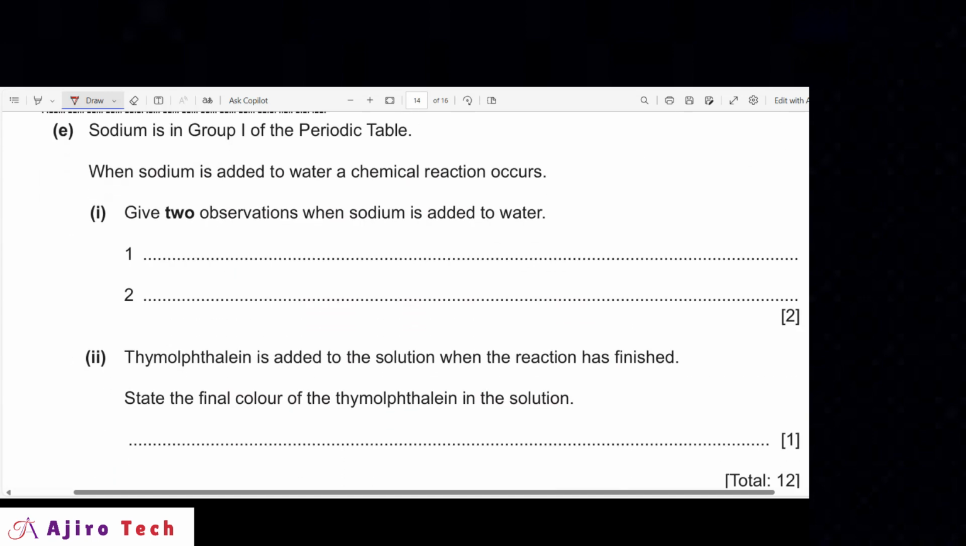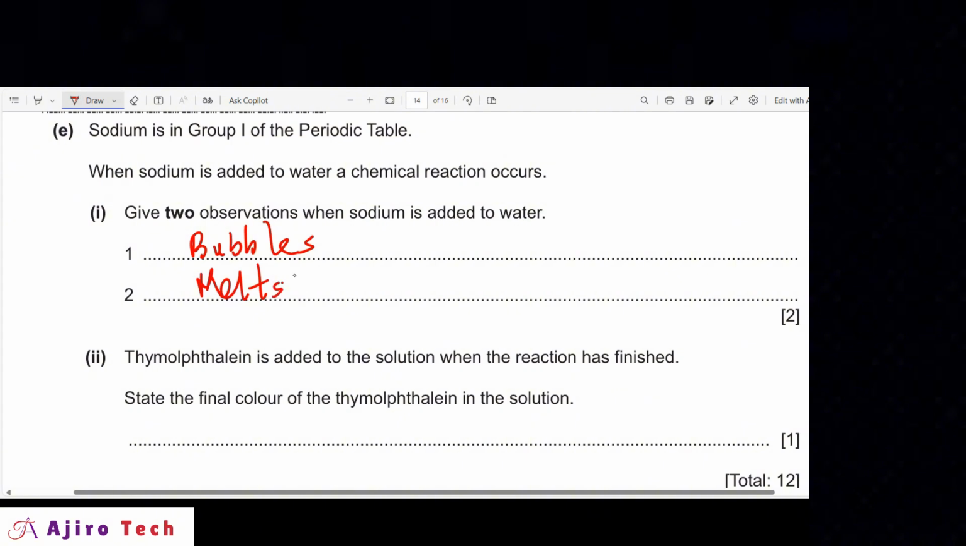Okay, two observations when sodium is added to water. Of course, you know that this is one of the reactions of metals with water, and the reactivity of group 1 increases as we go down the group. So when sodium is reacting with water, of course, you're going to have bubbles. Those bubbles will be hydrogen gas. And then also, you could say that the sodium will melt. Okay, sodium melts.